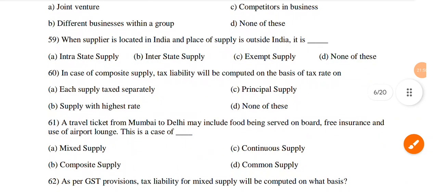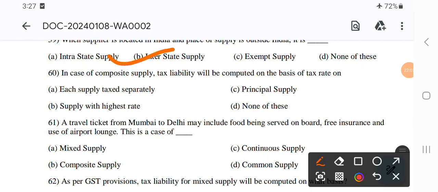Next question. When supplier is located in India and place of supply is outside India, it is dash. Option A interstate supply, B interstate supply, C exempt supply, and D none of this. The correct option is B, interstate supply.